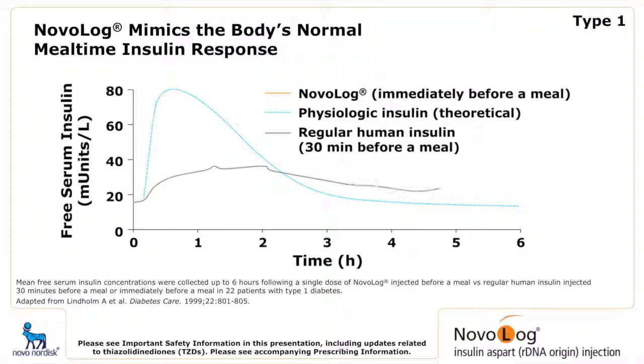The gray line represents one treatment phase where regular human insulin was injected 30 minutes before a comparable meal. And the orange line represents the other treatment phase where a single dose of Novolog was injected immediately before a meal, demonstrating that mean serum level of free insulin in patients who received Novolog closely mimicked a theoretical physiologic insulin excursion that would be expected in a non-diabetic person after ingestion of a test meal.